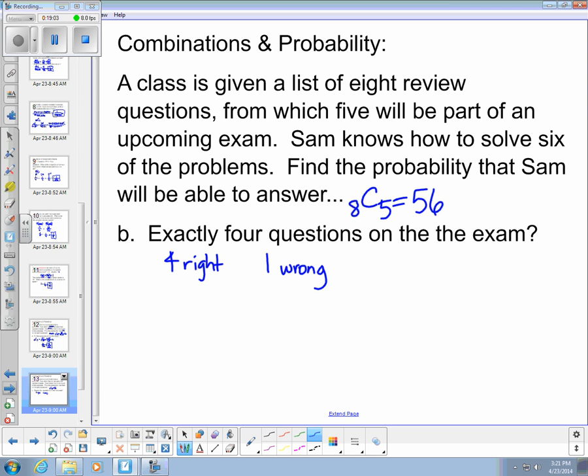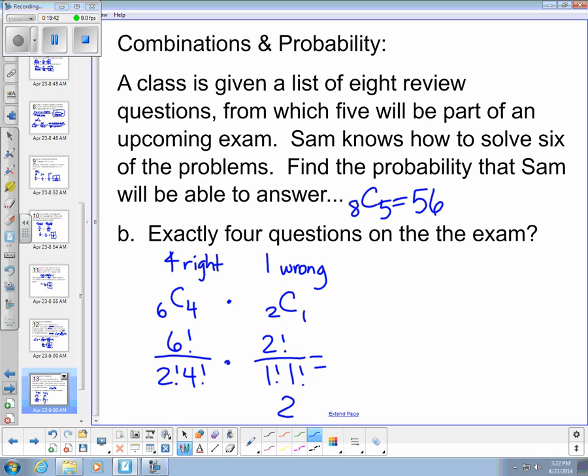Okay, so out of the 6 he knows, 4 of these questions that he's going to get right have to come out of the 6 that he knows. Okay, and the 1 that's wrong will come from the 2 that he doesn't know, because out of the 8 questions total, he knew how to do 6, so he doesn't know how to do 2. Okay, and then we're going to multiply them together. So this sets up to be 6 factorial over 2 factorial times 4 factorial, and then 2 factorial over 1 factorial times 1 factorial, which is just 1's on the bottom.